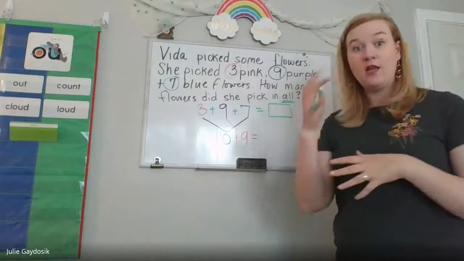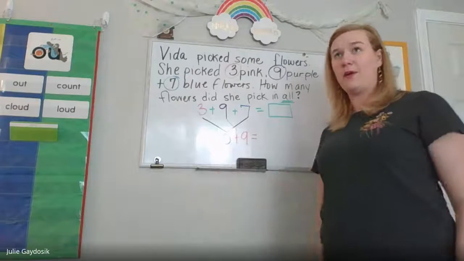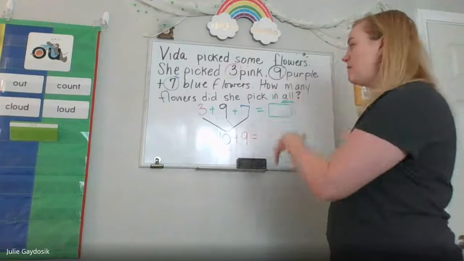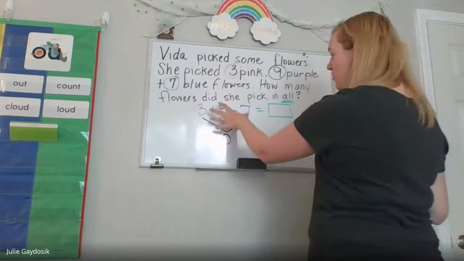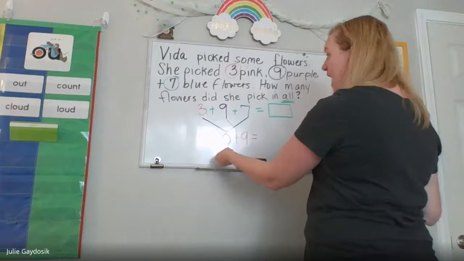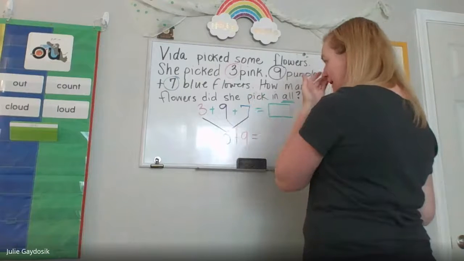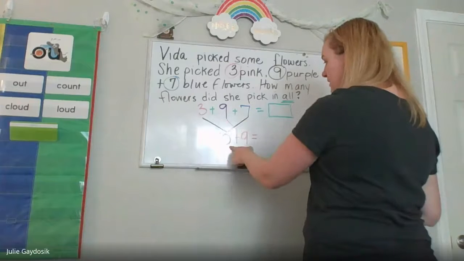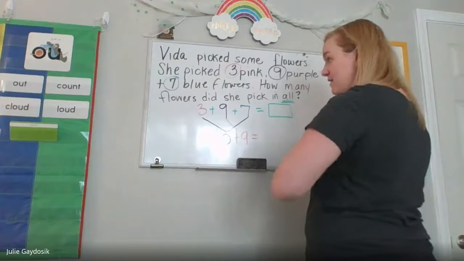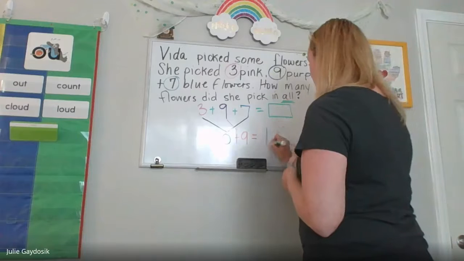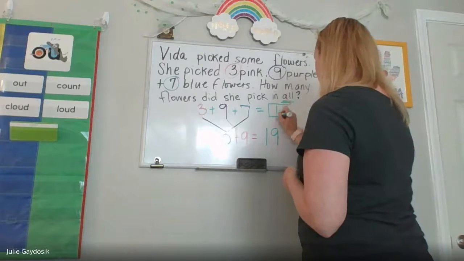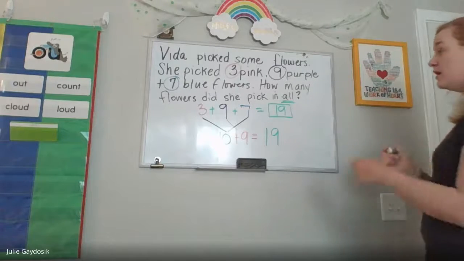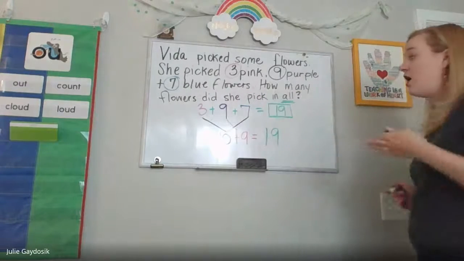So rather than trying to figure out, oh, how am I going to make a part whole model or an open number line, it's so much more simple to add 2 numbers together that make an easy 10, or make a larger number. You would add these two together. So 3 and 7 added together make a 10. 10 plus 9, that's an easy equation. That makes 19. So then we would know that Vita picked 19 flowers in all, okay?